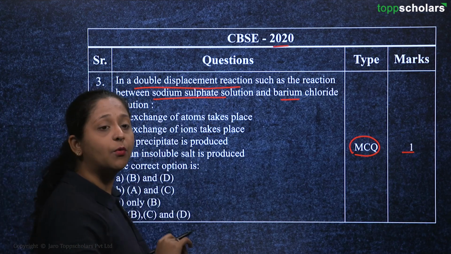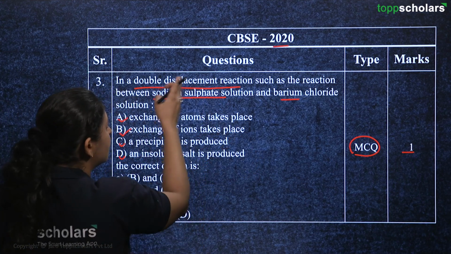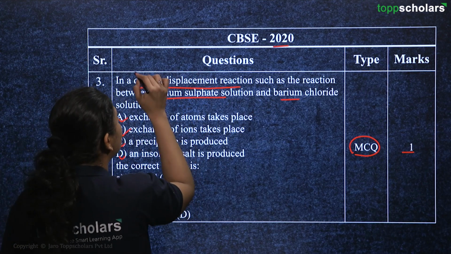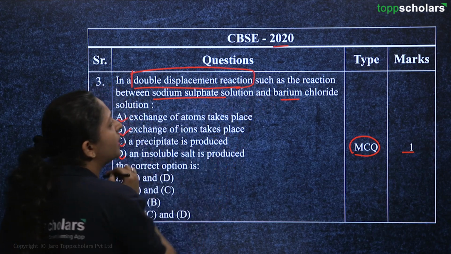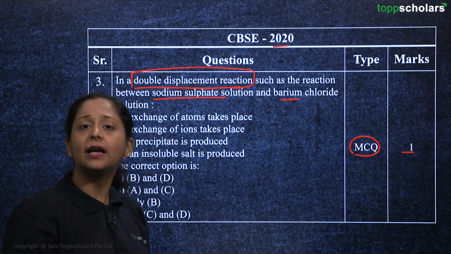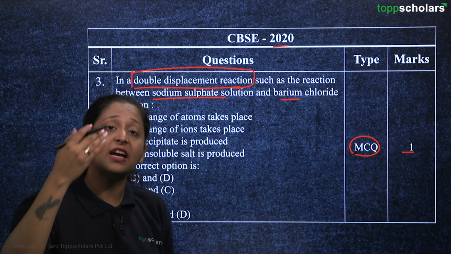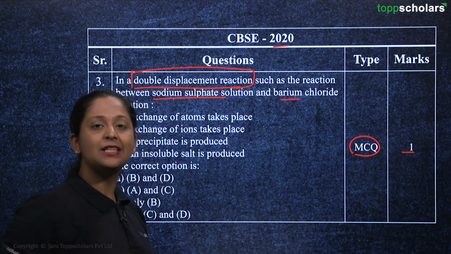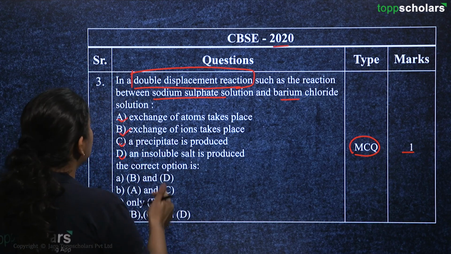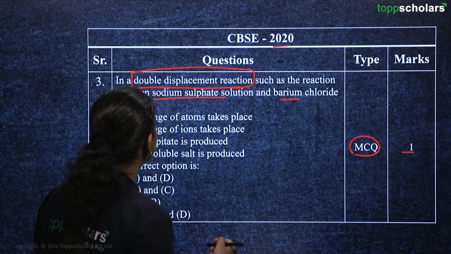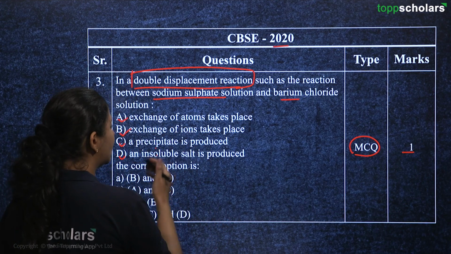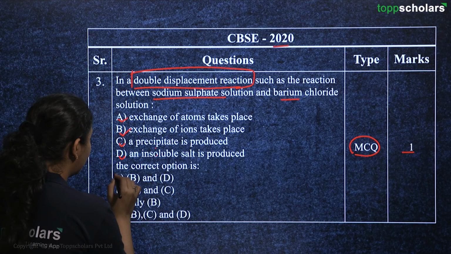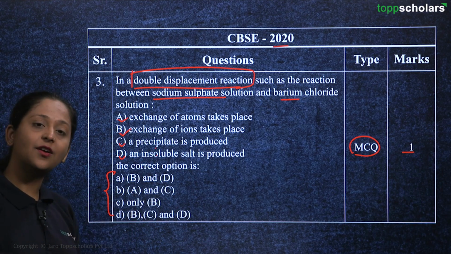Once you understand what reaction it is, or even if you don't understand the reaction between sodium sulfate and barium chloride, just remember what a double displacement reaction is. That's what I'm repeating again and again. It's very important to know the different types of reactions which are given. And if you remember the concept for that, it will be easy for you to answer here, right? So here you have different options: exchange of atoms, exchange of ions, precipitation is produced and an insoluble salt is produced. After that, you have to select the correct option and answer accordingly.